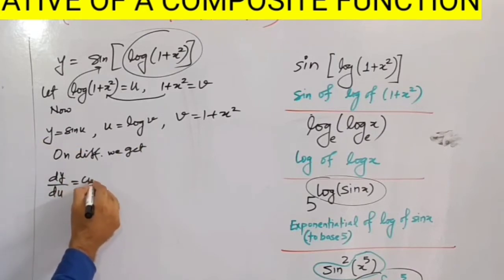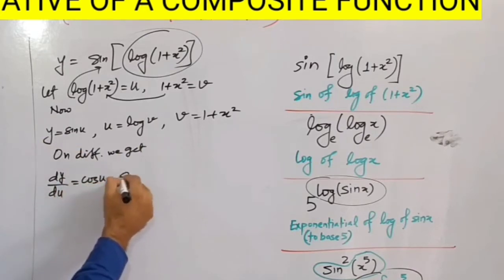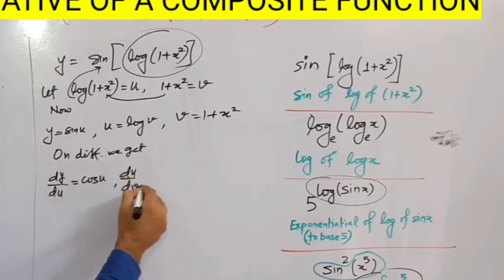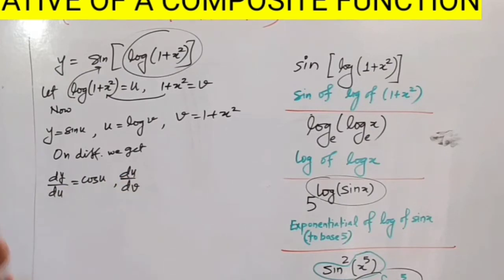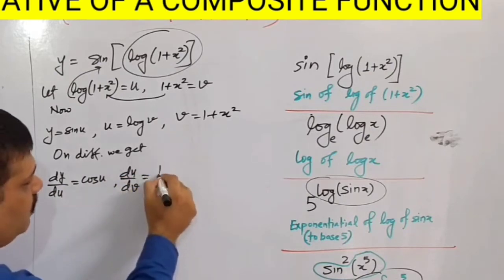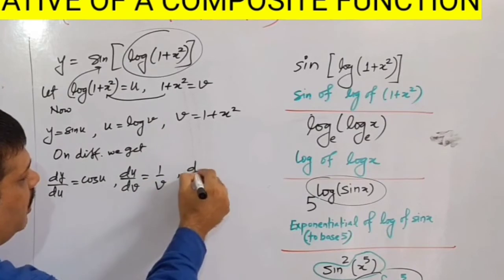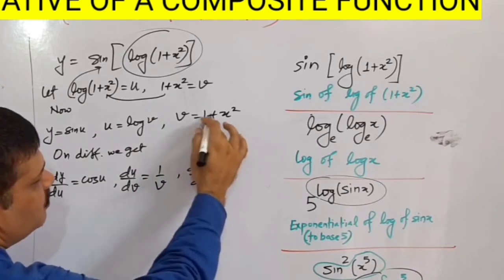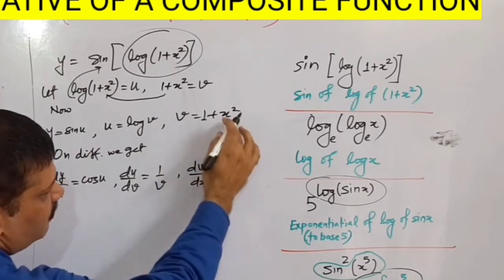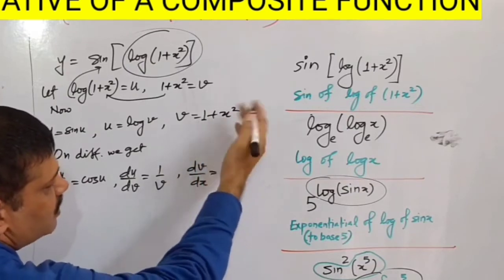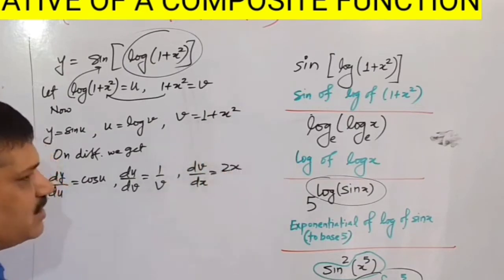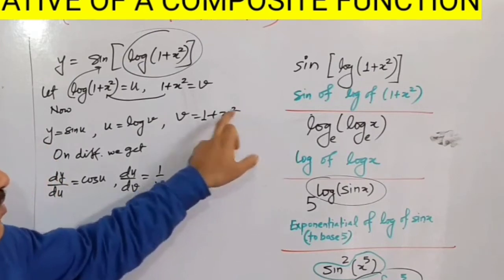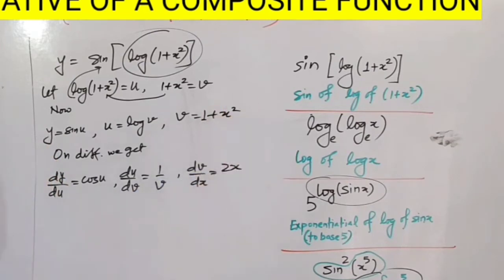The derivative of sine is simply cos u. Now u will be differentiated with respect to v. The derivative of log is 1 upon v. Now the derivative of v with respect to x: the derivative of 1 is 0 because it is constant, and the derivative of x square is 2 into x raised to 1, that is simply 2x, using x raised to n minus 1.